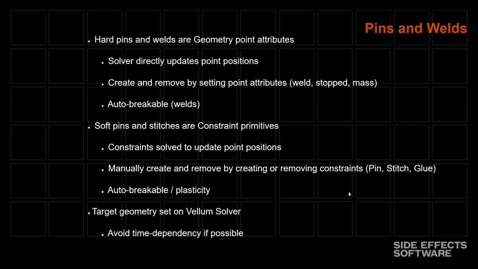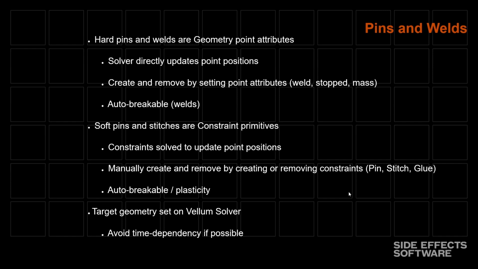So if you want to create and remove these types of hard pins and welds, you do it by setting those particle attributes. They're things like the weld attribute, the stopped attribute, or its mass. And in general, the only type of auto-breakable features that we have for these are for welds. So you can have welds auto-break or auto-release from one another based on things like stress. And that's actually how we do pre-fracturing with Vellum, or pre-tearing. And we'll look at some examples of that.